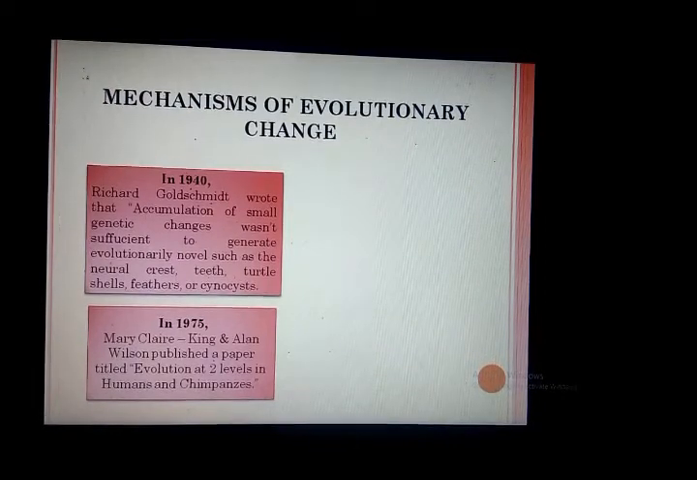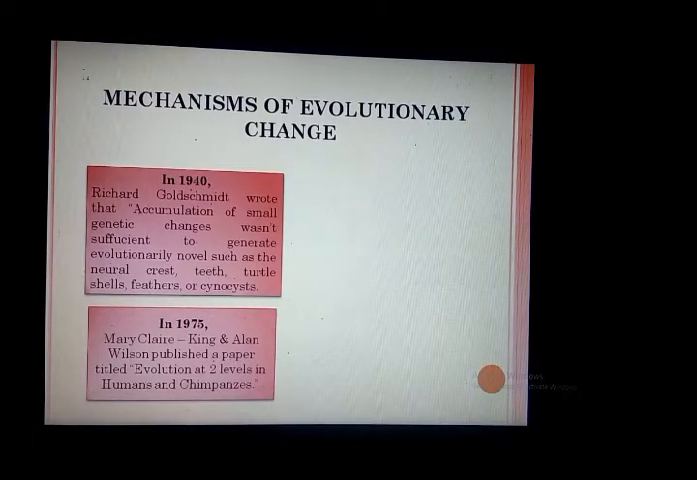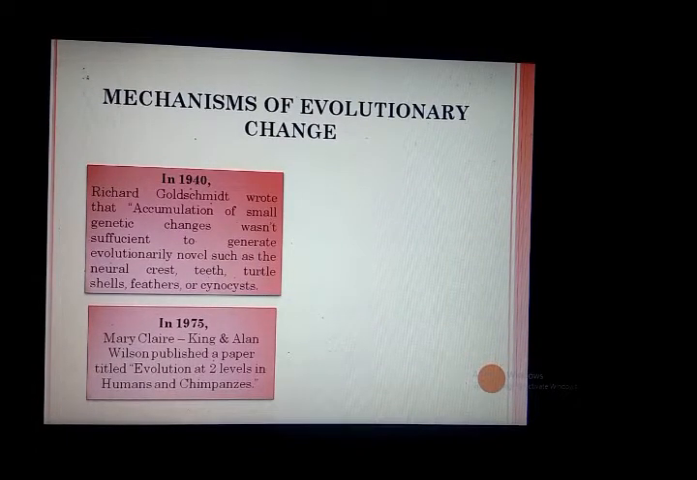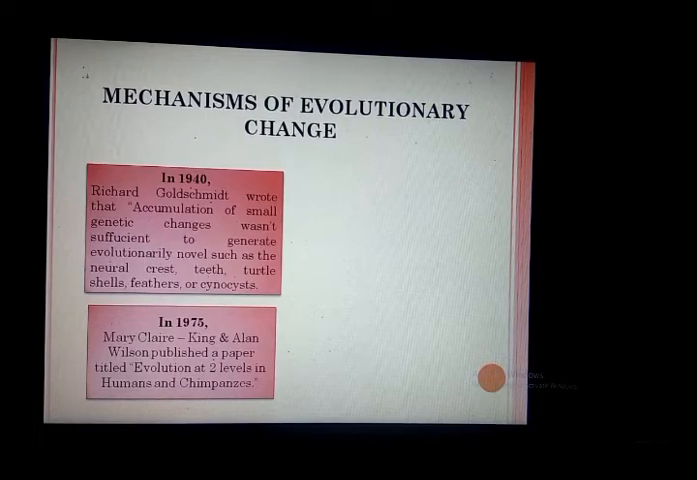This idea was brought up again in 1975 when Mary-Claire King and Allan Wilson published a paper with the title Evolution at Two Levels in Humans and Chimpanzees. This study showed that despite the large anatomical differences between chimpanzees and humans, their DNA was almost identical. The differences would be found in the regulatory genes that act during development.